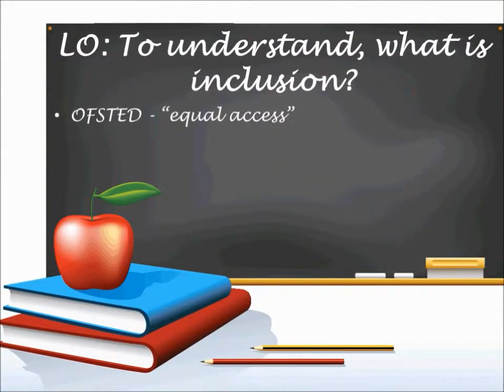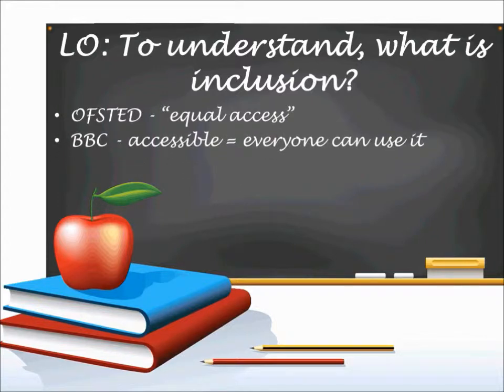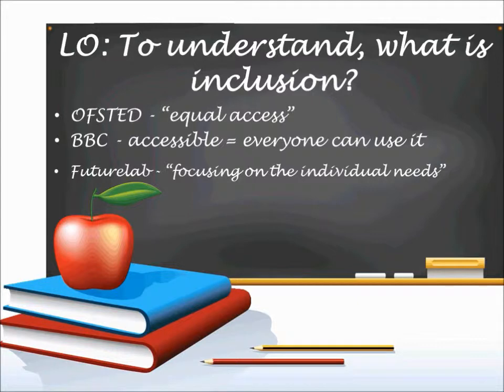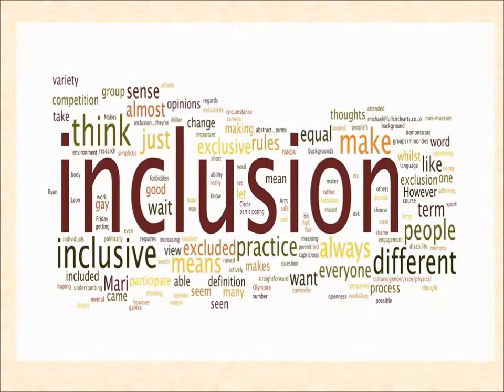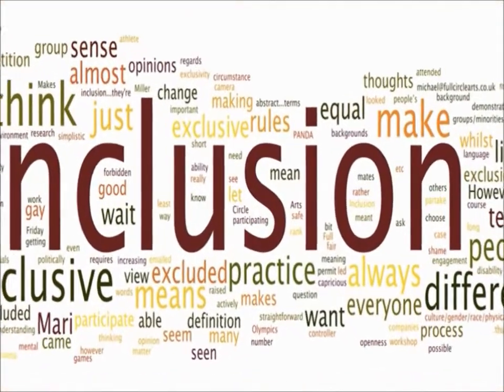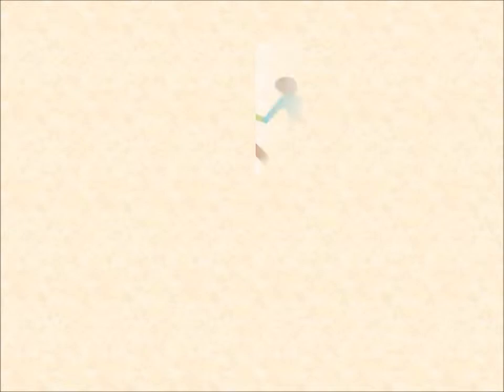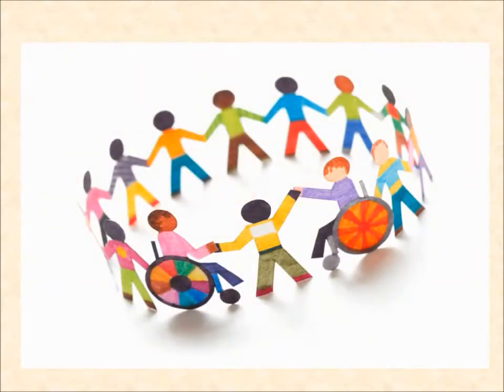Ofsted state that inclusion is based upon the idea of providing everyone with equal access to a service regardless of age, gender, disability, religion and so on. The BBC define accessibility as whether a product can be used by people of all abilities or disabilities, and Future Lab suggests that inclusive education involves focusing on the individual needs of learners as well as fostering an understanding of social equality. This highlights that the term inclusion is to cater to a variety of individuals, however I'll be focusing on children with special educational needs and disabilities.